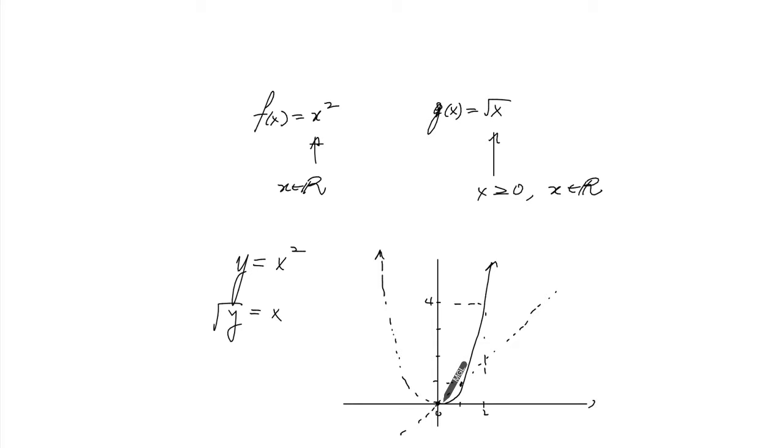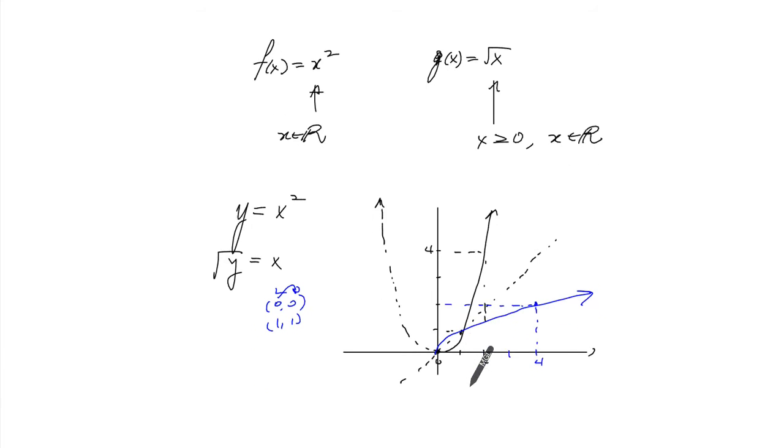So this is (0, 0), (1, 1). If you switch the x and y, it remains the same. But this one here, (2, 4), will become (4, 2). So (4, 2). All right, so it should look something like that.